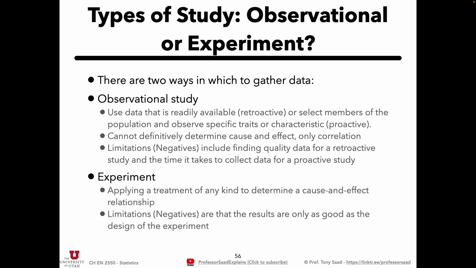It already exists. An experiment, on the other hand, is where you apply a treatment of any kind to determine a cause and effect relation, and that's very, very important. Typically in medicine, that's why we call it treatment, because you're administering something to the system: giving medication or doing a surgical procedure. In engineering, this could be changing the material composition or doing something to the process, and then comparing. If I do this, does it improve? If I don't do it, does it not improve?